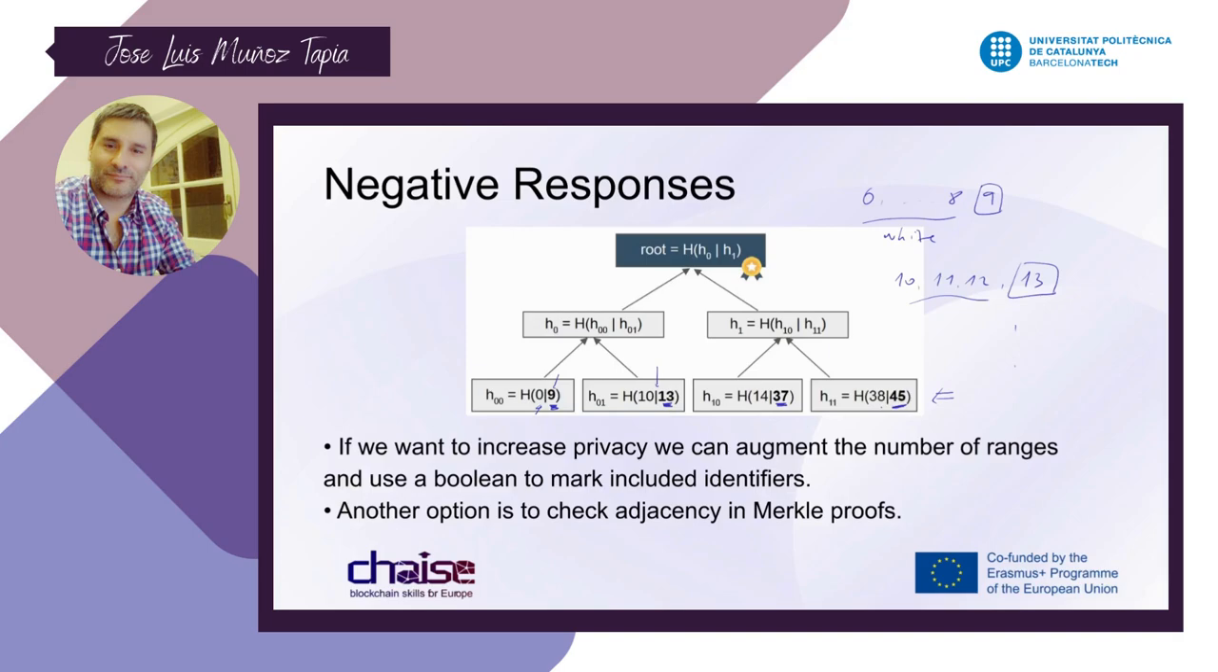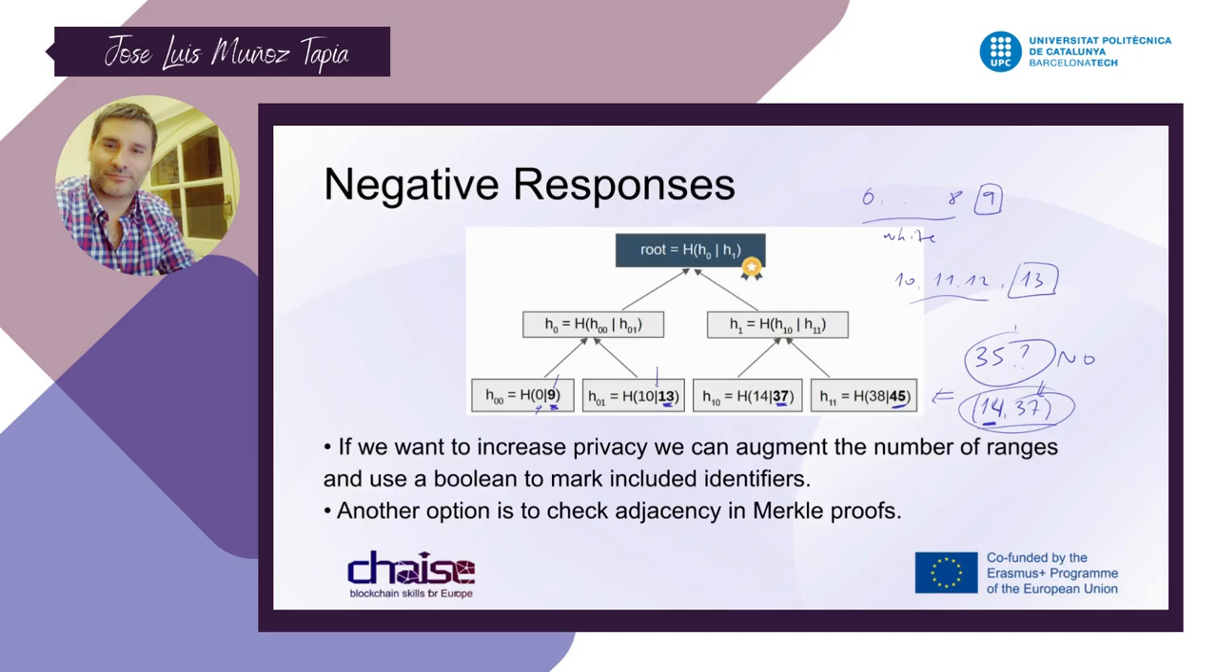Then when you ask me, is 35 revoked, I will say no, and I provide you this information: 14 and 37. I say 35 is not revoked because I have a range here that goes from 14 to 37. With this, you know that 37 is in the blacklist, but from 14 to 36 they are not. They are whitelisted, in fact.